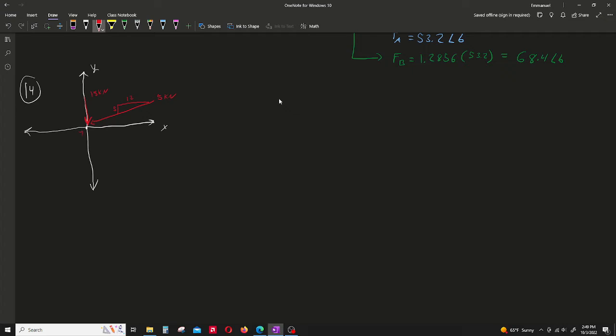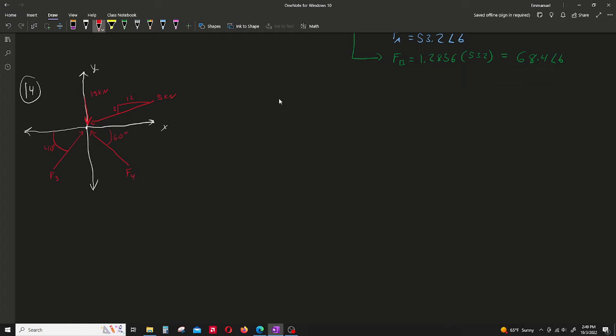We also have F3, which is 40. And then lastly we have F4, which is 60.